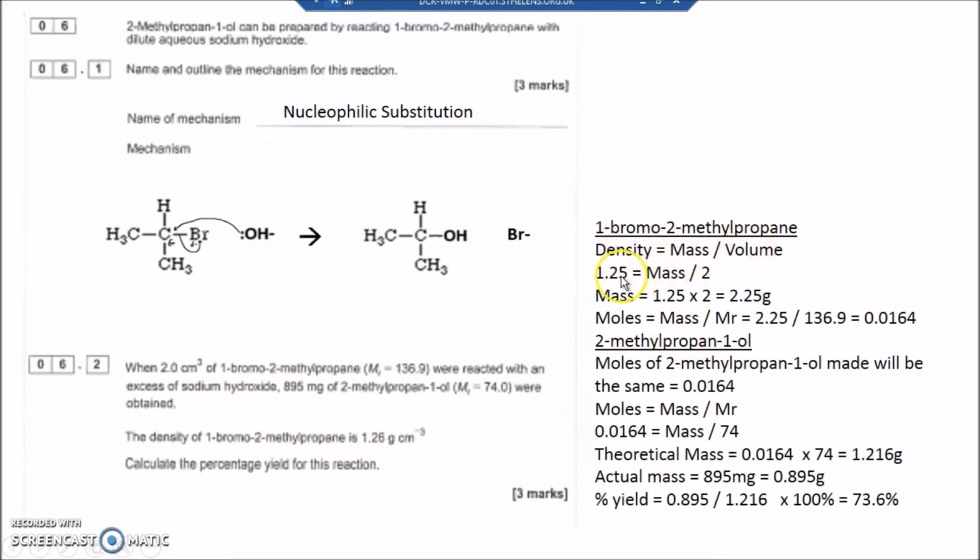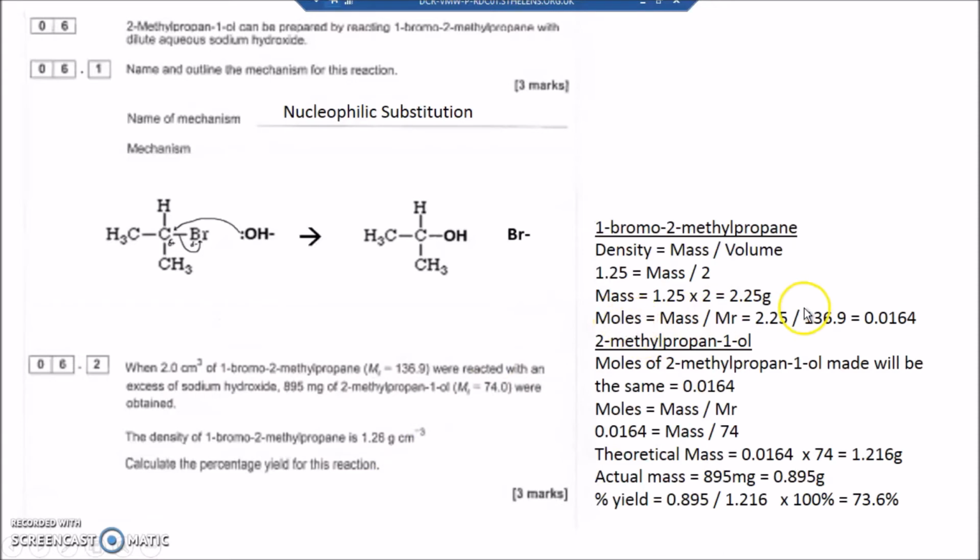Density is mass over volume. What units are they in? Well, density is 1.26 grams per centimetre cubed. So that gives you a clue that the mass is in grams and the volume's in centimetre cubed. And I've got the volume in centimetre cubed, 2 centimetre cubed. So they're in the right units. 1.26 equals mass divided by 2 centimetres cubed. Mass is 1.26 times 2, so I've multiplied through by 2, 2.52 grams or thereabouts.